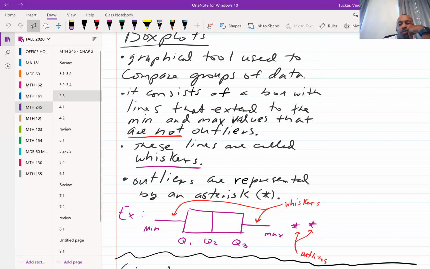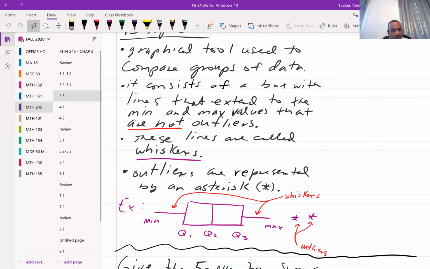All right, any questions so far? And notice once again, this diagram is centered around your minimum, maximum, and Q1, Q2, Q3. So that's what I meant by this section depends on or piggybacks off of what we did in 3.4. So we're still dealing with our quartiles, and we're going to have to find those.